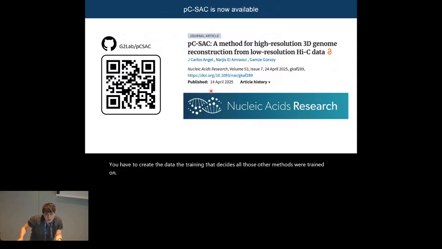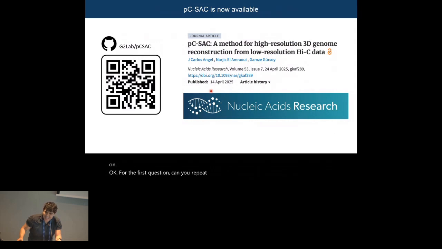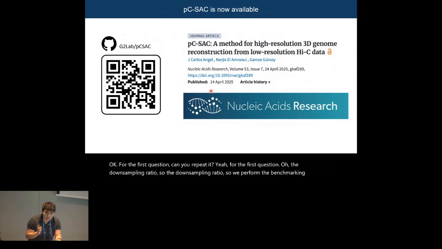Okay, for the first question, can you repeat it? Yeah, for the first question. Oh, the downsampling ratio. We performed the benchmarking using all different downsampling ratios. The one that I presented was 1/16 of the original coverage of a Hi-C matrix, but we presented all of the results compared with the other methods in the supplementary data. The results are comparable in all of the downsampling ratios, except when you use just 1% of the initial data.